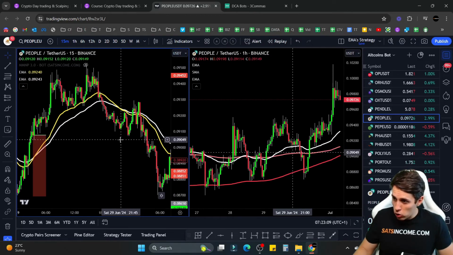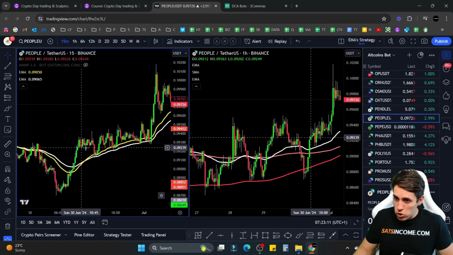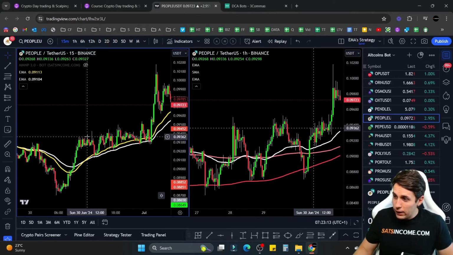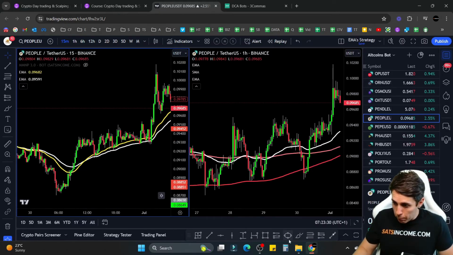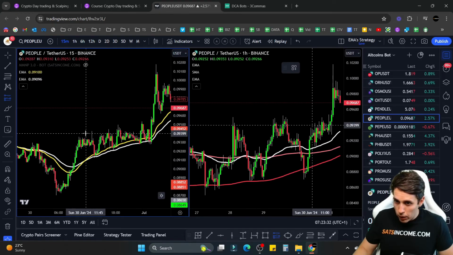Then another short right here, not a valid short. Another long right here, which is a beautiful and valid long trade, right? Why, guys? Well, because number one, price is above the 200s. Number two, price is above the 55. Number three, the 55 is already above the 200s, right? So a beautiful long trade right here.